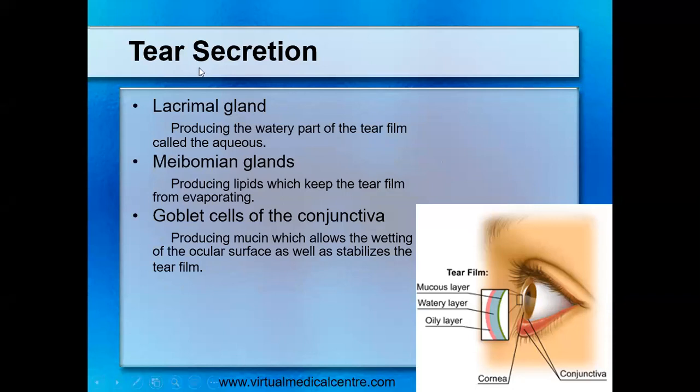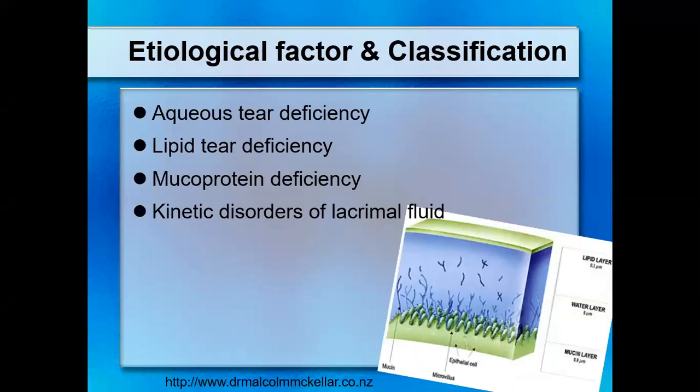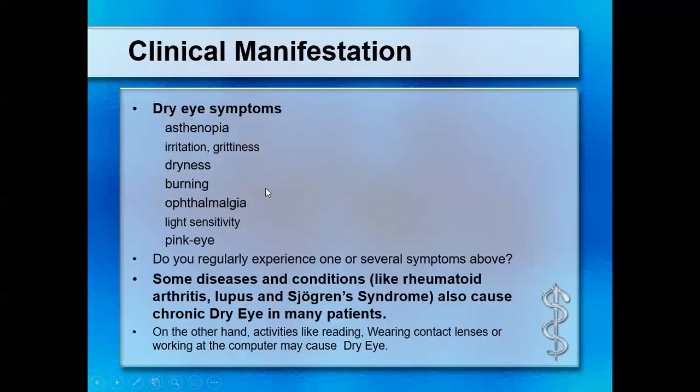Okay, the tear film, from where is it secreted? Most of it is secreted from the lacrimal gland, which produces the aqueous part of the tear film. Then there are the meibomian glands in the eyelid, which produce the lipid part of the tear film, and then there are the goblet cells of the conjunctiva, which produce the mucin part of the tear film. The three parts of the tear film are secreted by different parts of the eye. Okay. There might be aqueous tear deficiency, there might be lipid deficiency, there might be mucus deficiency, and then there are kinetic disorders of the lacrimal gland.